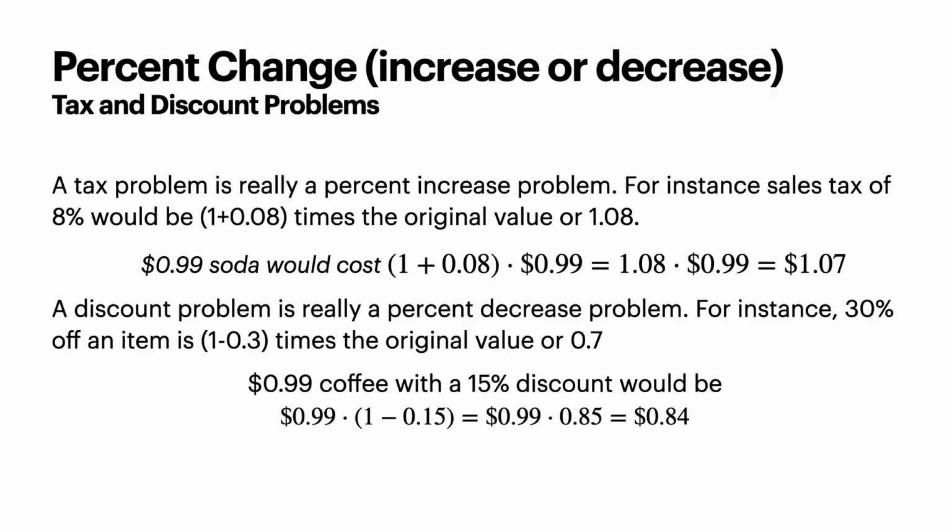A discount problem is almost the same thing, except we subtract. So, for instance, 30% off, it's 1 minus 0.3 times the original value, or times 70%. If we have a 99-cent coffee with a 15% discount, we would multiply the 99 cents times 0.85, and that would give us an 84-cent coffee, okay, with that 15% discount.